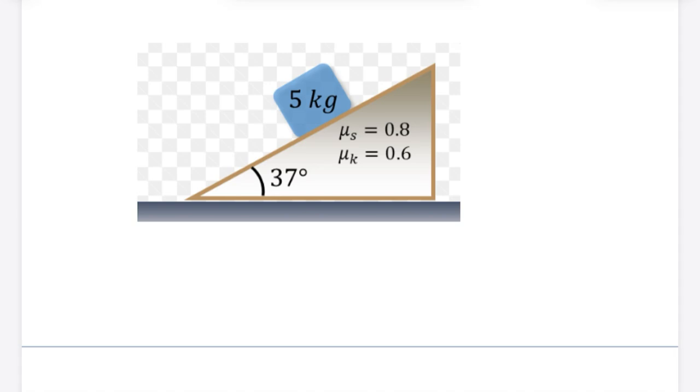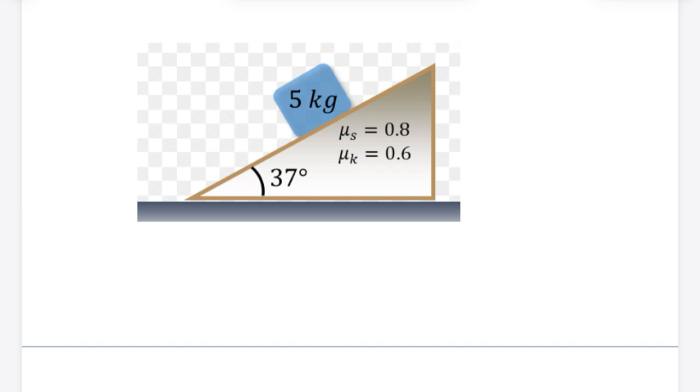Okay, this is the second to last problem on the diagonal force worksheet that we've been working on in class, in case your class didn't get to finish this. Okay, so we have this inclined plane with a 5 kilogram mass on it.